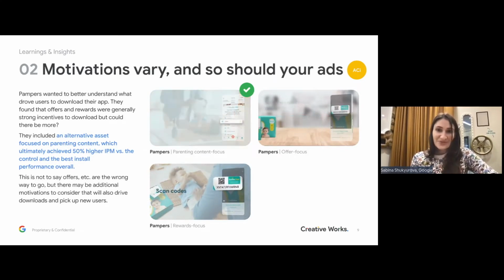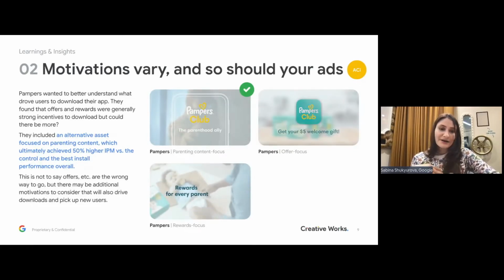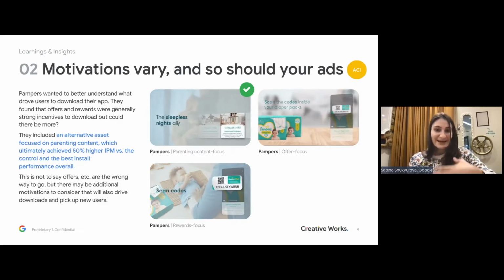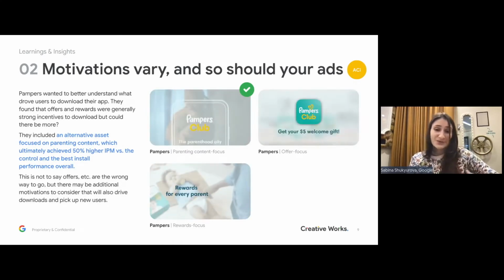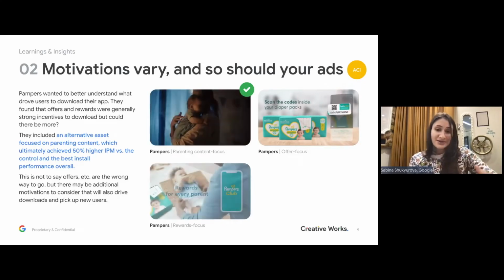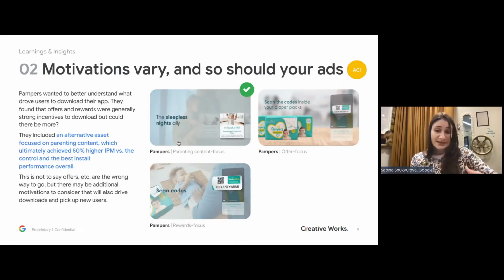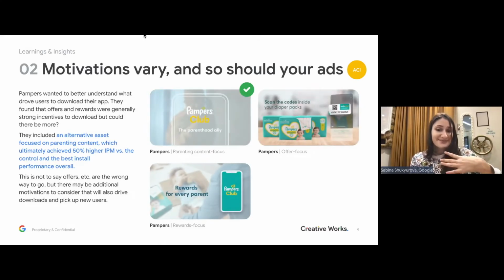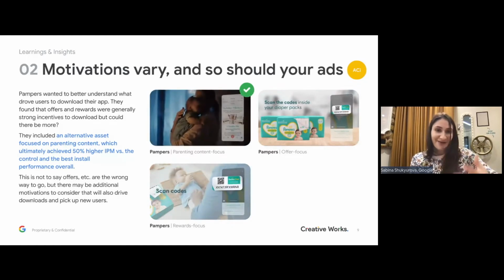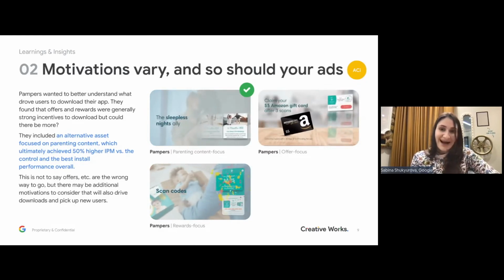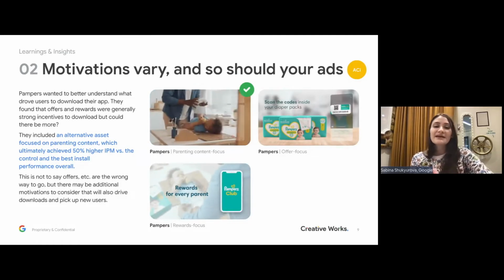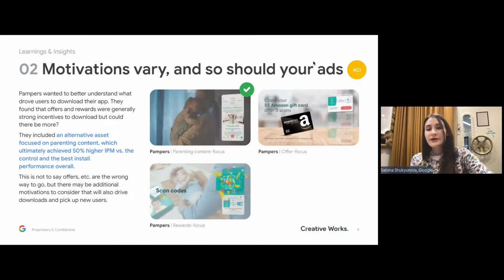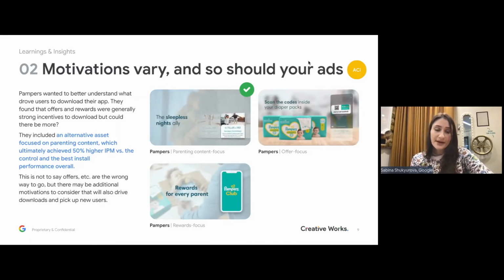So this is to mention how sometimes our assumptions may prove wrong, and we can see that even if we think that we know our product quite a lot, it turns out that the audience was not motivated by these offers and rewards as we could think, but by this parenting content focused creative. And a note here, this was all about the ACI campaigns. So these were app campaigns for installs, those driving downloads.